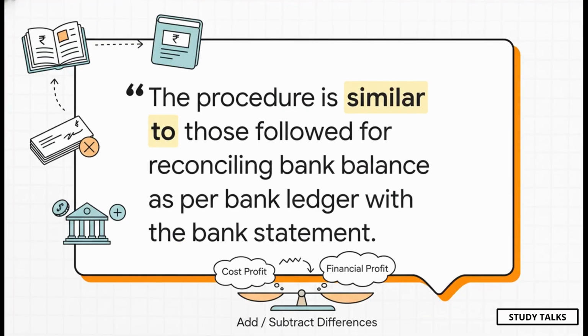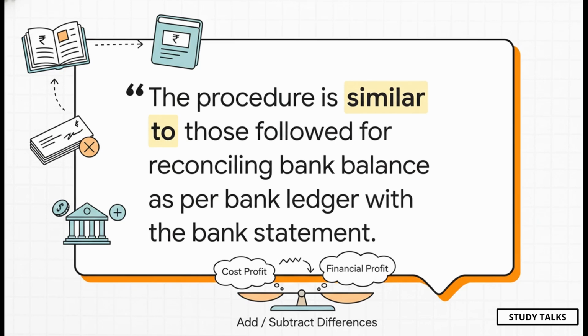Now, if that sounds a bit intimidating, don't you worry, because I guarantee you've already done this exact same thing before. Just think back to your bank reconciliation statement, your BRS. You start with the balance as per your cash book, right? Then you add checks issued but not presented, you subtract deposits not yet cleared, and like magic, you land on the balance as per the bank statement. Well, this is the exact same idea. We just start with one profit, add and subtract all the items that are causing the difference, and we arrive at the other profit.